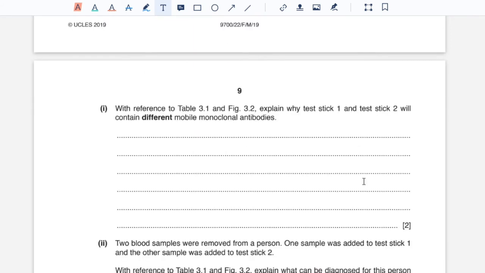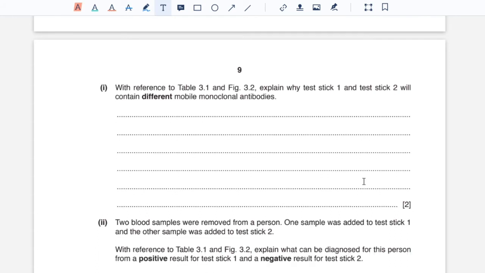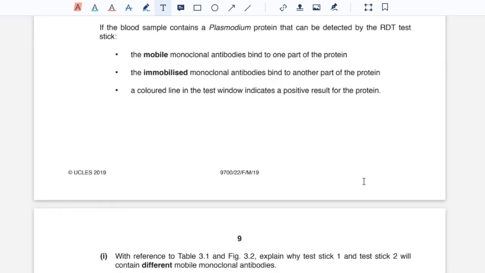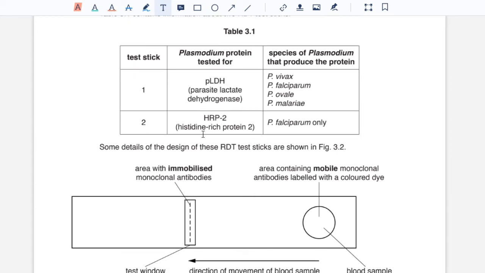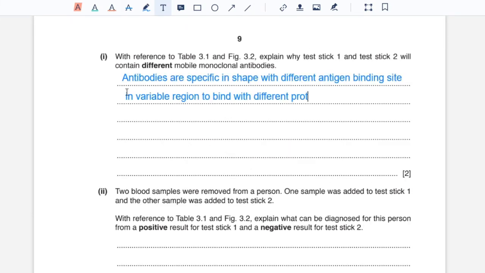One, with reference to table 3.1 and figure 3.2, explain why test stick 1 and test stick 2 will contain different mobile monoclonal antibodies. Because test stick 2, as shown in table 3.1, can detect the presence of only proteins of Falciparum species, it's got antibodies specific to the protein synthesized by this species, which would be the HRP2, and therefore this antibody is different from that in stick 1 because antibodies are specific in shape with different antigen binding sites in their variable regions to bind with and detect presence of different proteins that would have different shapes.